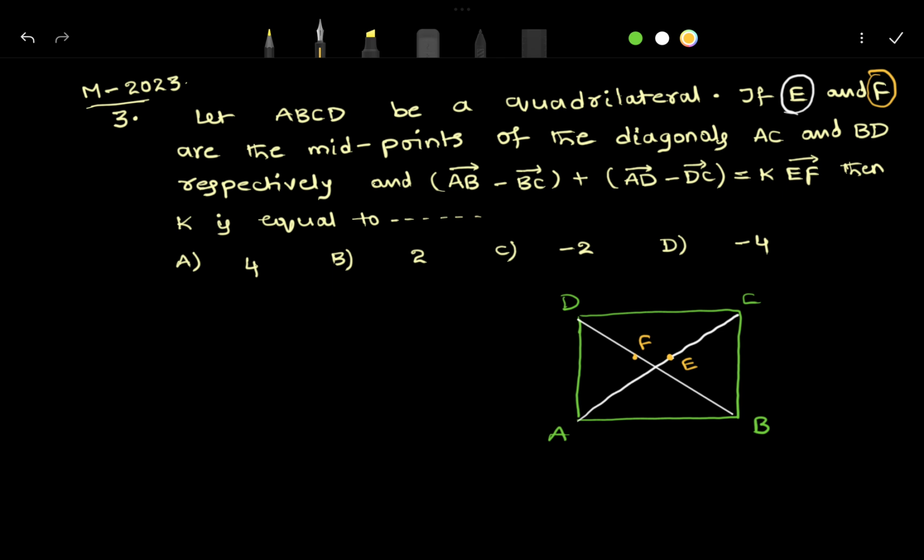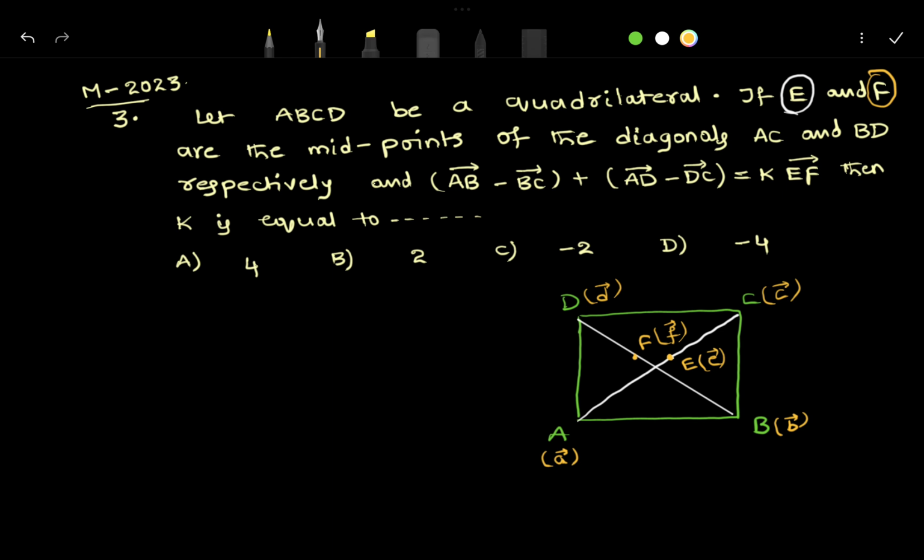Okay, so now for our convenience, I will take the position vectors of all these as follows: this one is small a bar, this one is small b bar, this one is small c bar, and this one is small d bar. Now the position vector of E is small e bar, and of F is small f bar.